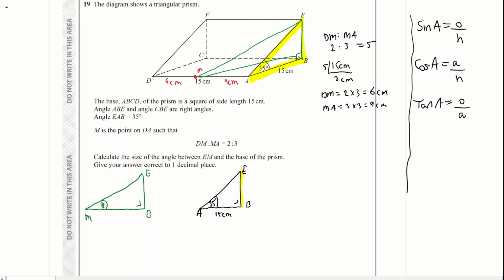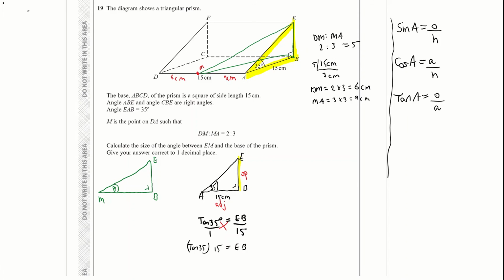My diagram here is using opposite and adjacent, which means I'm using tan here. So that means I have tan of 35 degrees is equal to opposite, which is EB, over adjacent, which is 15. If I put that tan 35 over 1, and I'll do a bit of simple cross multiplication, that gives me then, multiplying across by 15, in other words, EB is tan of 35 degrees times 15.